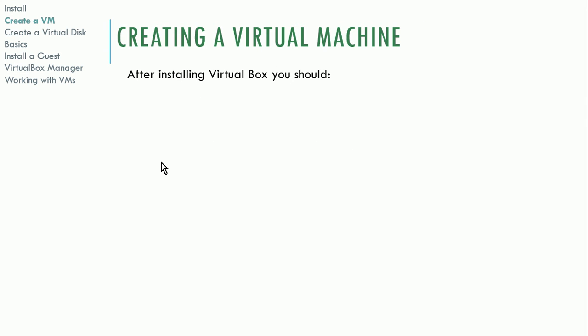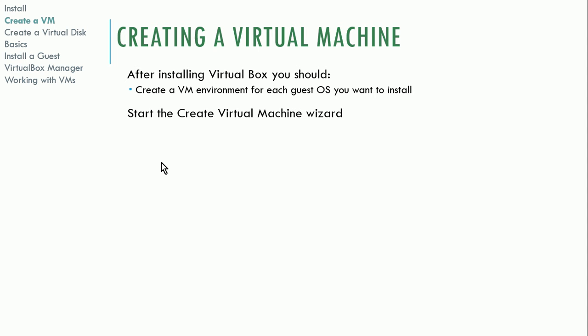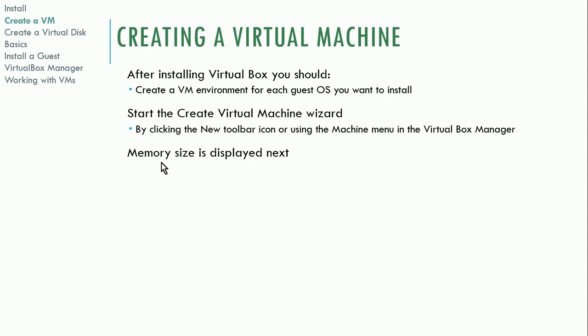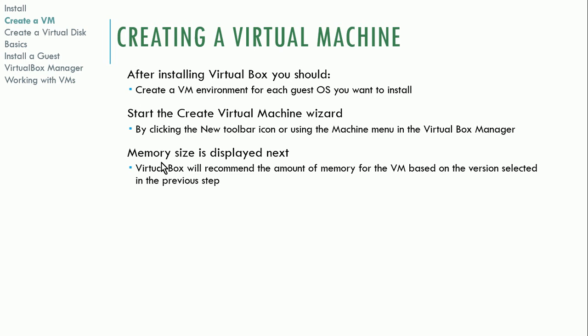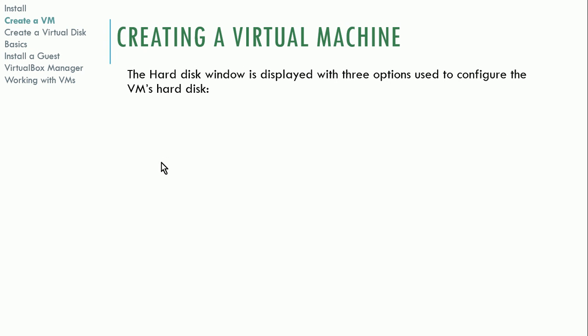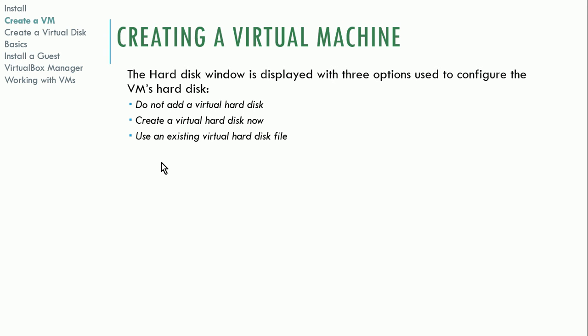So creating a virtual machine: after you install VirtualBox, you should create a VM environment for each guest OS that you want to install. Start the Create Virtual Machine wizard. You're going to click that New indicator in the toolbar, so it looks kind of like a cog wheel. You're going to click on that. You're going to select how much memory you're going to allocate to your virtual machine. Then you're going to tell it how you want to create the virtual disk. So you're going to tell it what format you want to use for the disk. You're going to want to make sure you tell it to create the disk right away and not later.